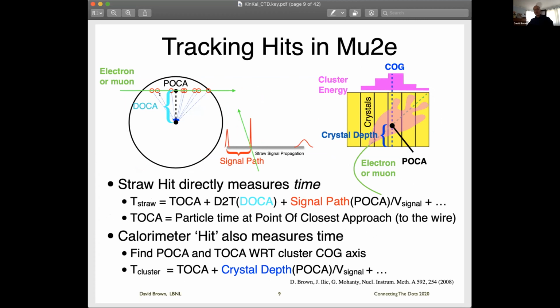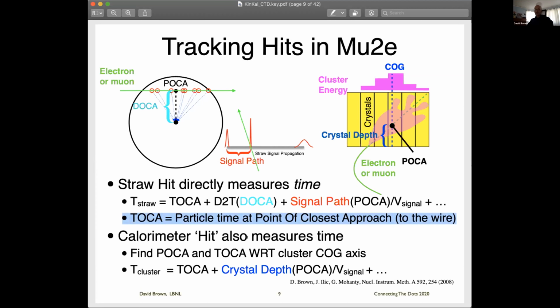So for our traditional straw hits, of course, we are measuring the time through a TDC at both ends of the straw. We take the nearest one to define the time. And that measurement is, of course, proportional to the time that the particle itself passed through the straw, plus the drift time. So there's a distance that the electrons have to travel to get to the wire, and that takes a certain amount of time. And then there's a signal path that the signal induced in the straw has to make it to the end of the straw, plus electronics, et cetera. And it's this time of closest approach that we use eventually to create a residual for our measurements.